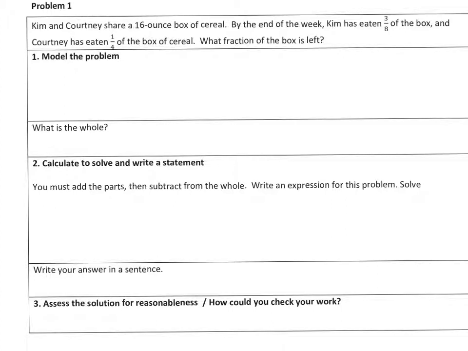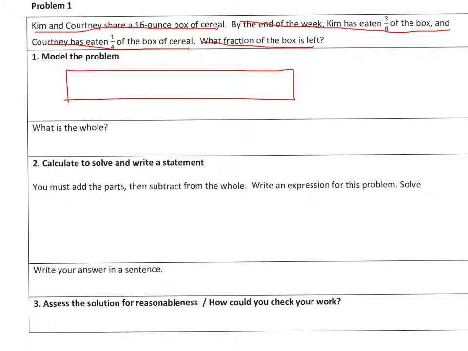Kim and Courtney share a 16-ounce box of cereal. By the end of the week, Kim has eaten 3/8 of the box, and Courtney has eaten 1/4 of the box of cereal. What fraction of the box is left? All right, so we're going to model it. So this is going to be the box of cereal. So our whole bar is the box of cereal.